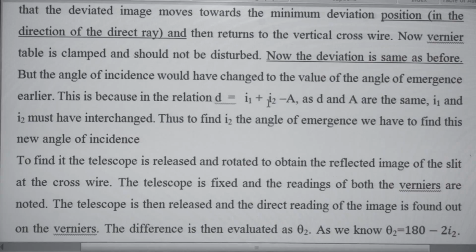Now, using this expression, the d value will be the same, but the angle has changed. So in order to satisfy this equation, with d and A constant, I1 and I2 interchange. Now the value of I1 changes to I2. That means the present angle of incidence should be equal to I2.